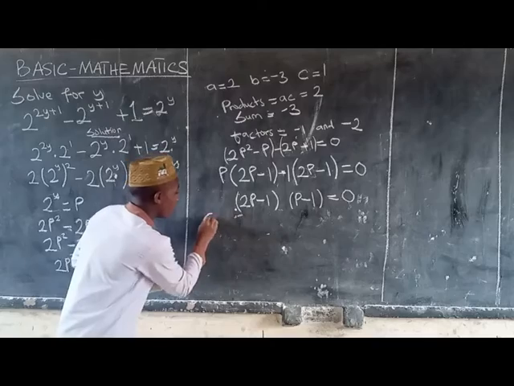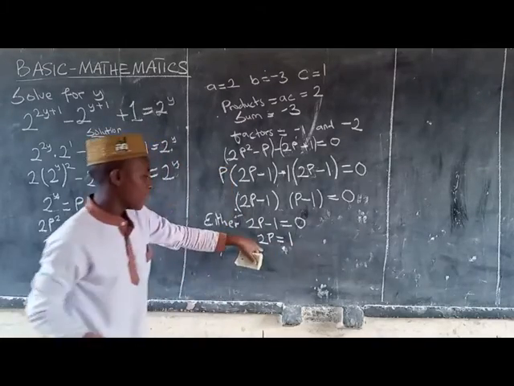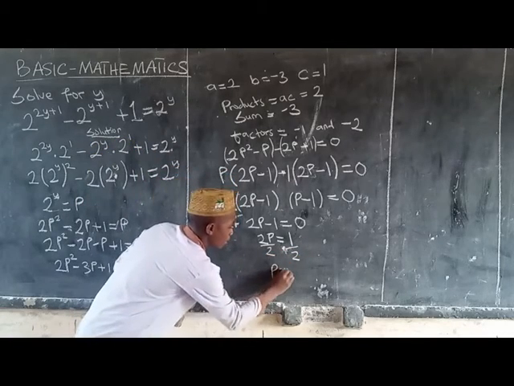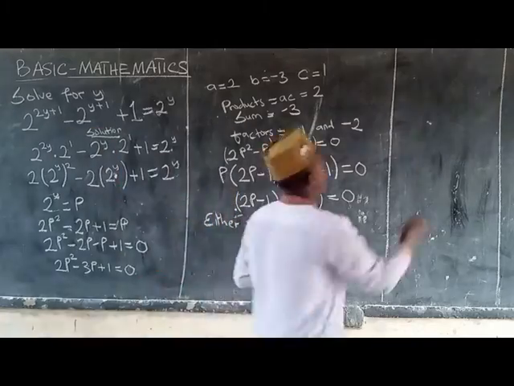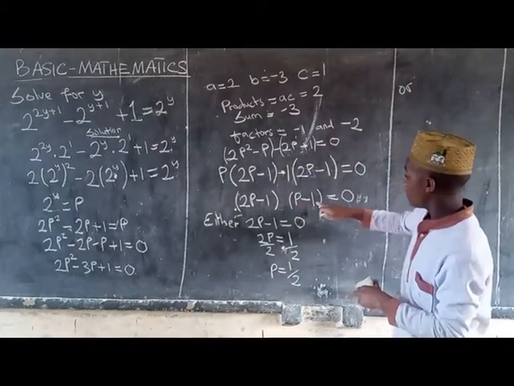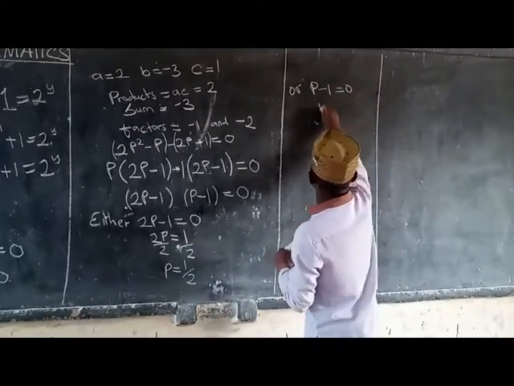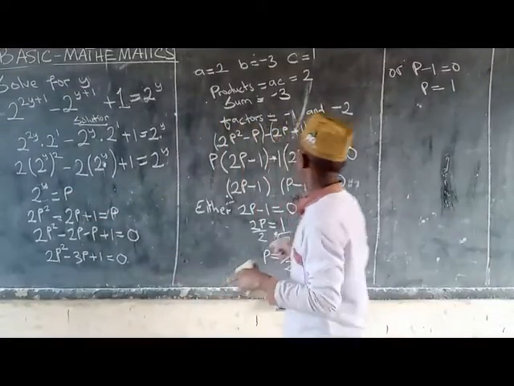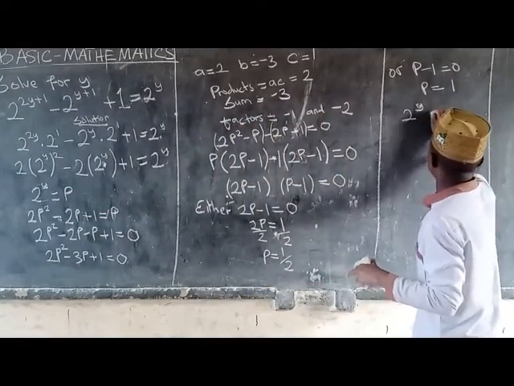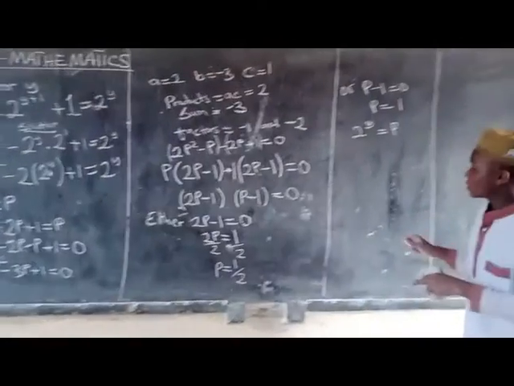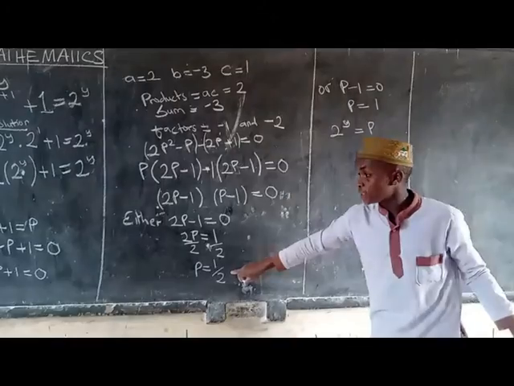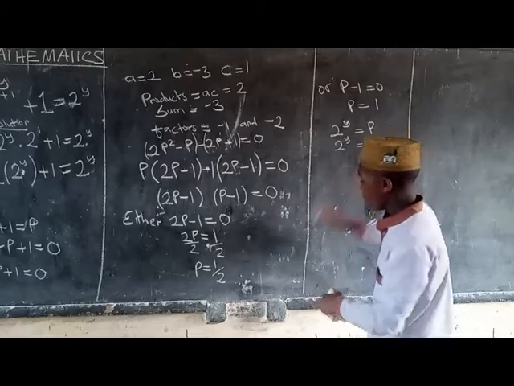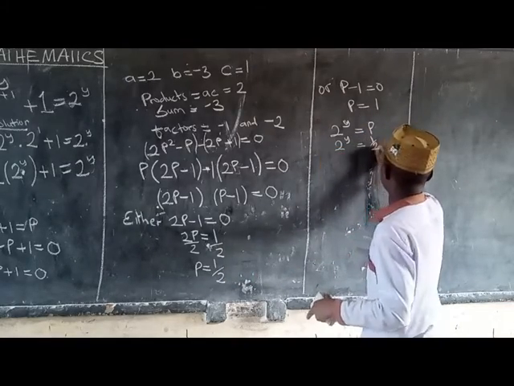Now from here we say either 2p minus 1 is equal to 0, so we divide by 2 on both sides, and our p is equal to a half. Or the other bracket is equal to 0. Now remember that we let 2 exponent y be p. We substitute the values we have got into this equation. 2 exponent y is equal to our p, which is a half.